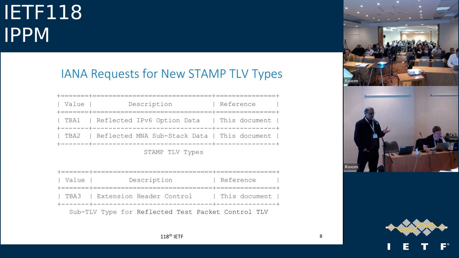So if you go, we would have two IANA requests. One is the empty STAMP TLVs for IPv6 and one for MNA. And another would be, if you go with the asymmetric packet, which is still an individual draft, but if you go with it, then we would have a sub-TLV for it for the extension header control.